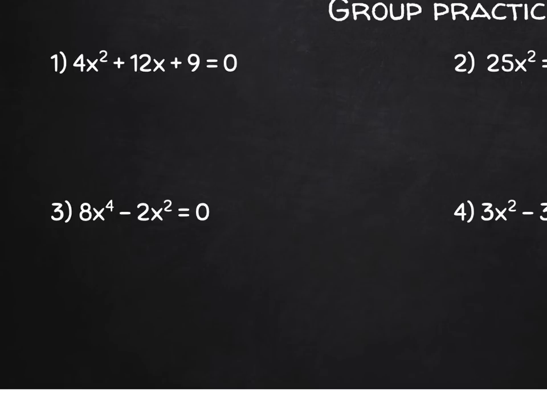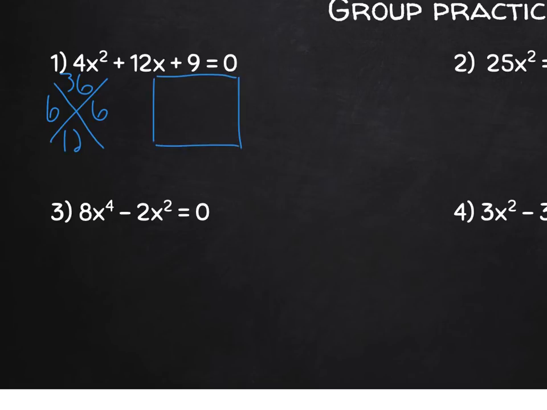No GCF. It's already set equal to 0. 3 terms, so we're going to X box. So draw my X. And 4 times 9 is 36. And then we get 12 on the bottom. What multiplies to 36 and adds to 12? That is 6 and 6.